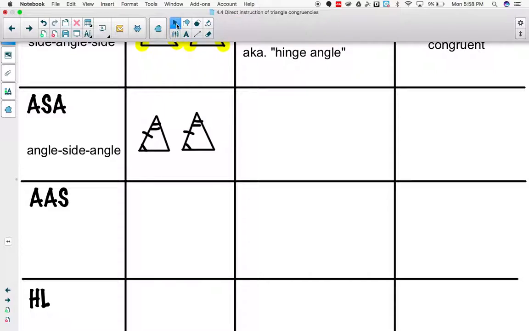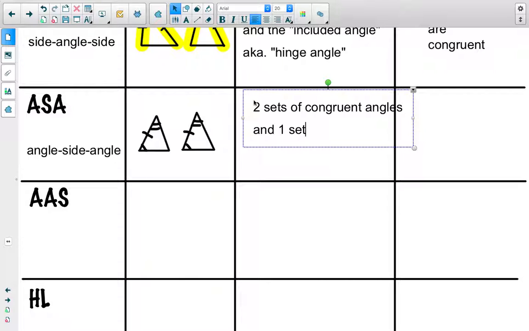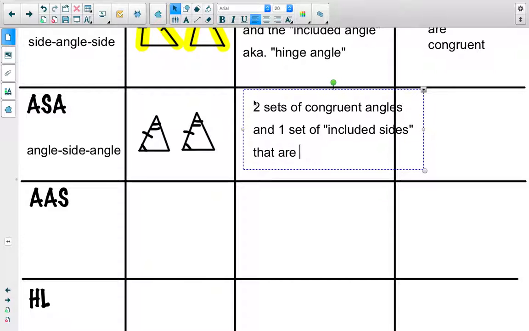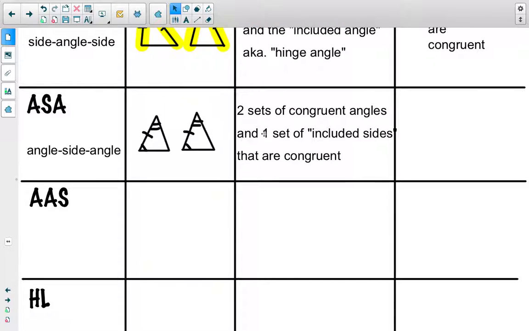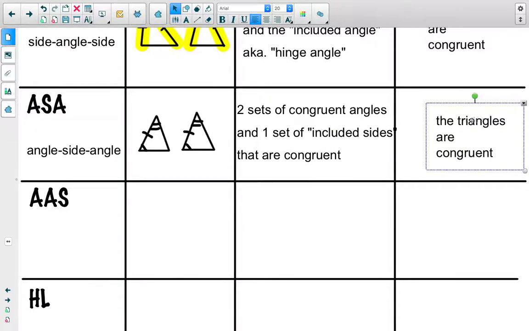Okay, so how would we describe that? We would say we have two sets of congruent angles and one set of included sides that are congruent. Okay, when you see that setup, then this is going to look pretty familiar. Then we know that's enough. That's a shortcut, and we know the triangles are congruent.